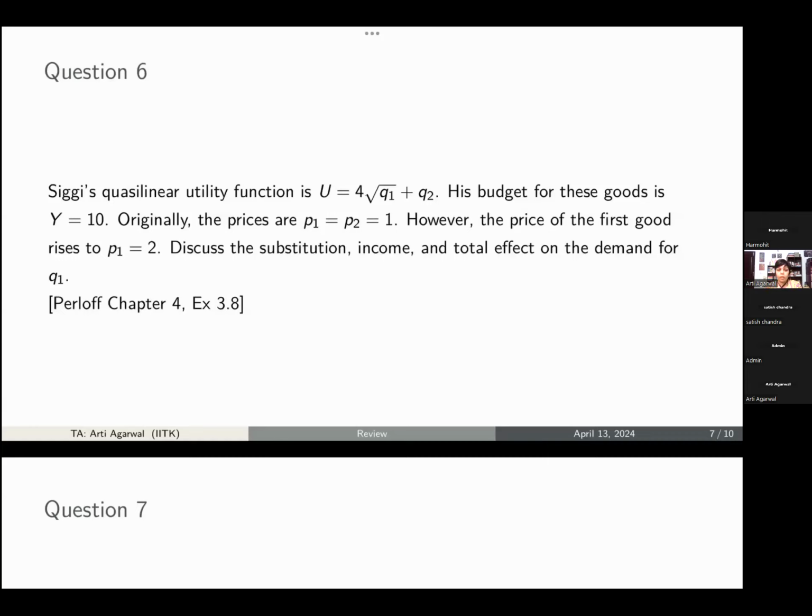So you're given the quasi-linear utility function for two goods, and you're given the total budget, which is 10. The initial prices are P1 equal to P2 is equal to 1. Then you are given that P1 increases to 2. And you have to calculate the substitution, income and total effect on the demand for Q1.